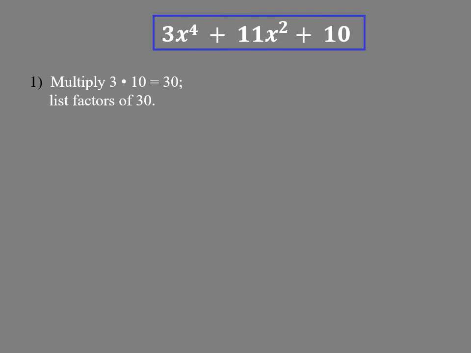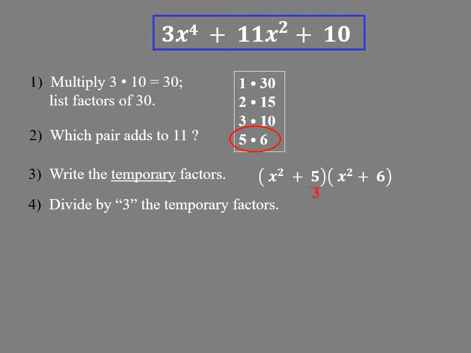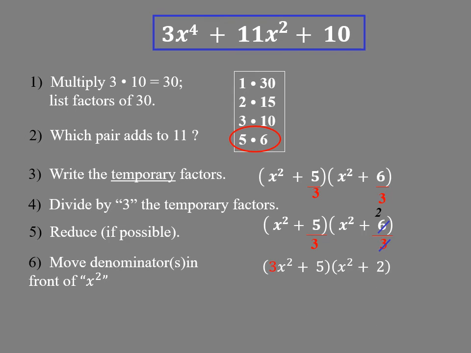Another example, we're going to multiply 3 times 10, that's 30. We're going to list the factors of 30. We're going to take the two that add up to 11. We're going to list the temporary factors. And then we're going to divide the temporary factors by 3. We're going to simplify whenever it's possible. And then we're going to move the denominator next to x squared.